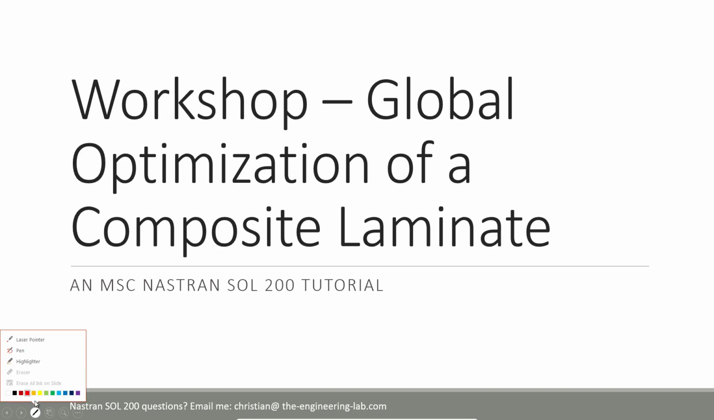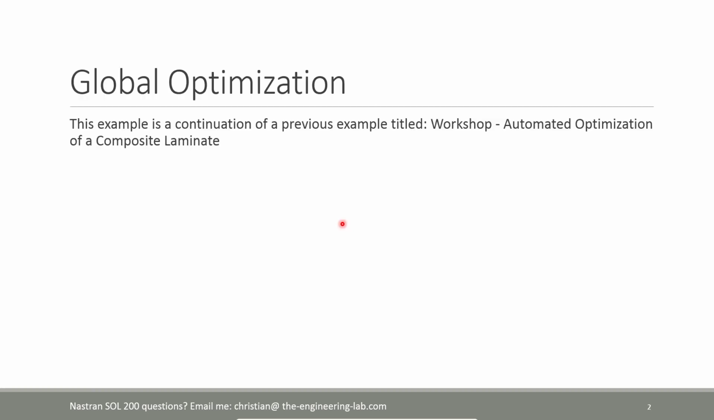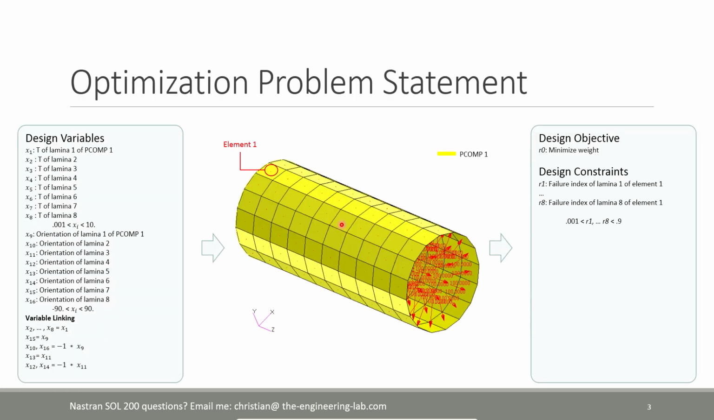In this video, I want to go over how to perform a global optimization with Nastran Solution 200. Just a few moments ago, I demonstrated how to perform a very simple optimization with Nastran of a composite laminate. We are going to use the same example for this global optimization tutorial.